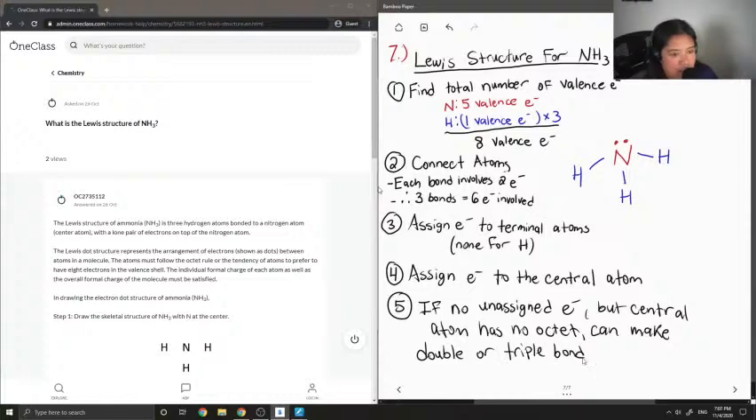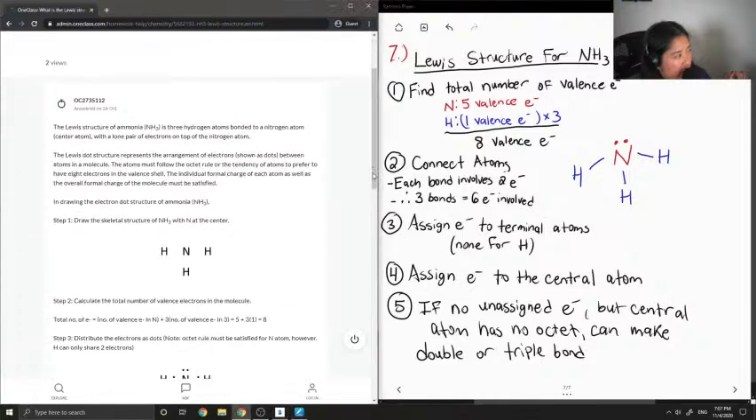So in our case, let's look at the nitrogen. It has 2 electrons as a lone pair, and then it has 3 bonds attached to it, each bond involving 2 electrons. So that means it has its octet. So this is our final Lewis structure for NH3. So let's see what our junior tutor said.